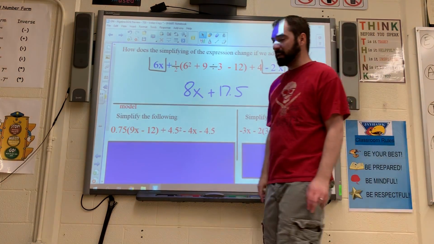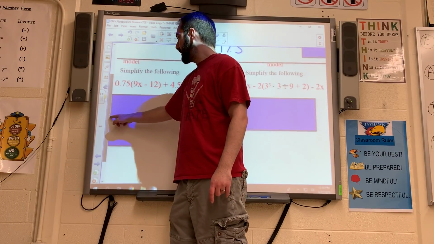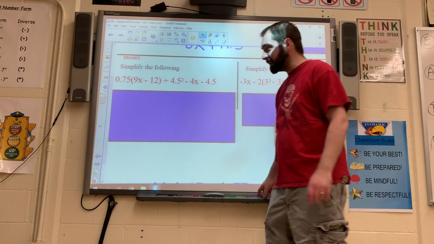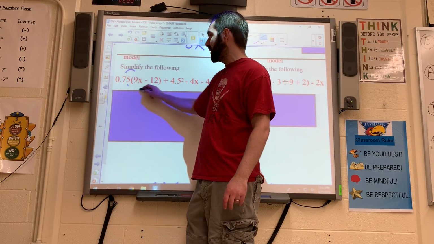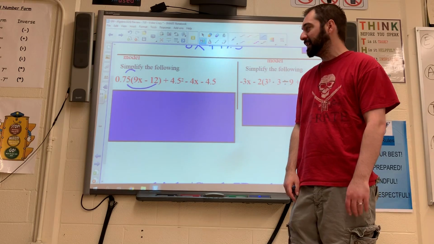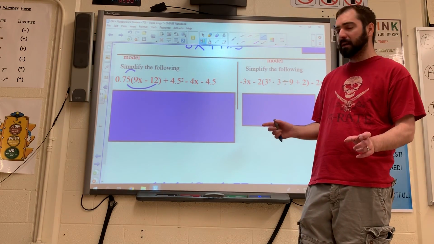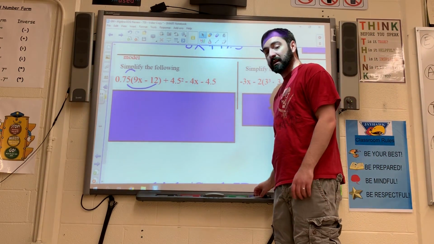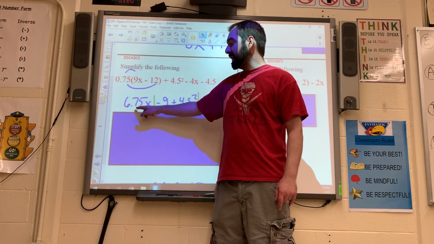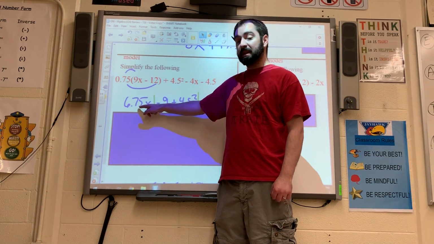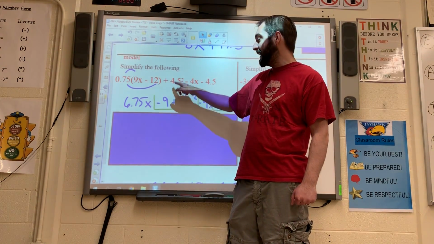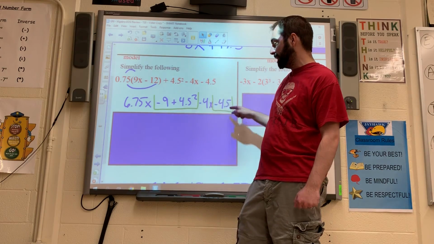So again, this one down below, I will show you. There's some x's and some constant numbers. The first thing I need to do is distribute to find out what this expression is. Once I have it to where there's no more parentheses and the x's are by themselves and the numbers are by themselves, then I can pick up the calculator to help me. So if I distribute, 0.75 times 9 is 6.75x. 0.75 times negative 12 is negative 9. Everything else I just dropped down for now.